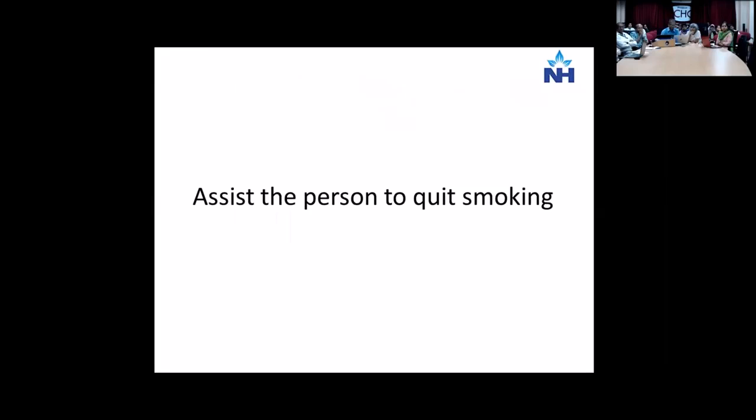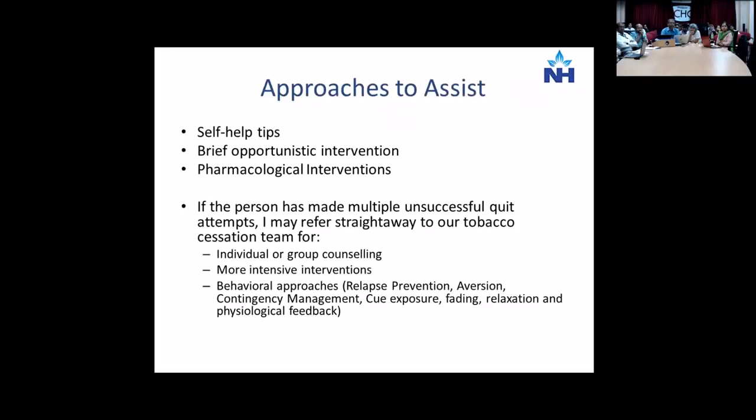Having made the assessment, I assist them to quit smoking or refer them to the tobacco cessation clinic. What I do is I give them some self-help tips. I give them a brief opportunistic intervention. That's all I can do in my busy clinic. And when needed, I use a pharmacological intervention. If the person has previously attempted to quit but failed, I may refer them straight away to our tobacco cessation clinic because they will be able to give more intensive interventions, individual or group counseling, give them behavioral approaches, which I cannot do.